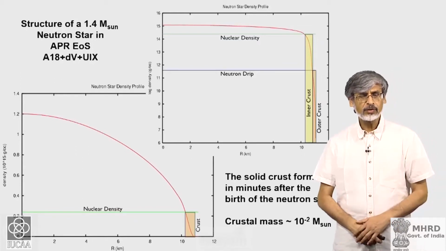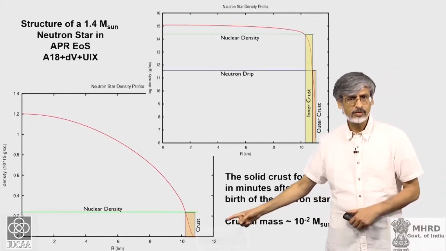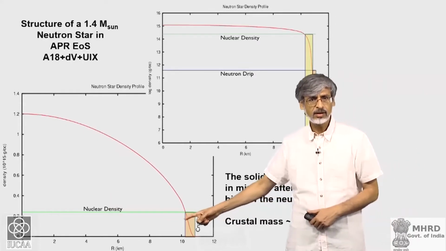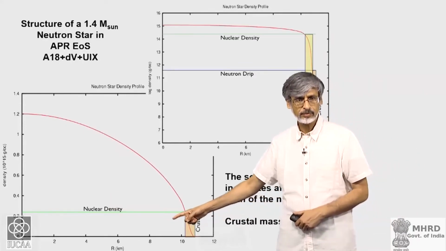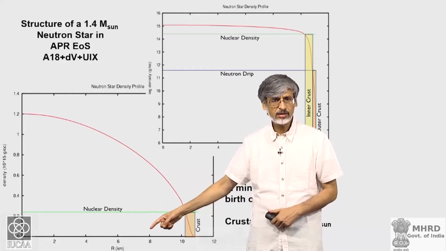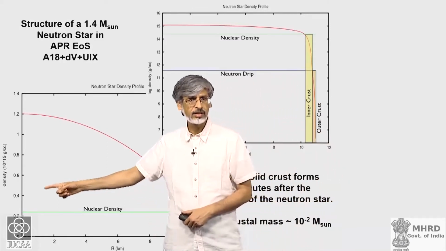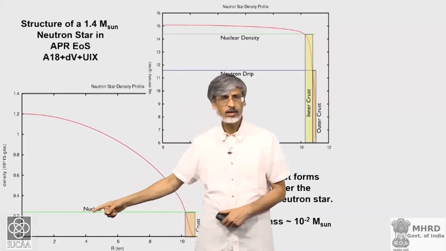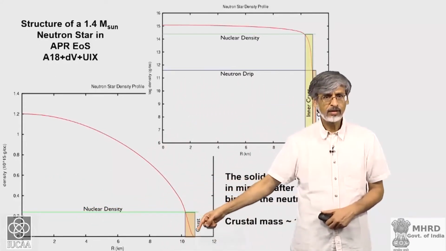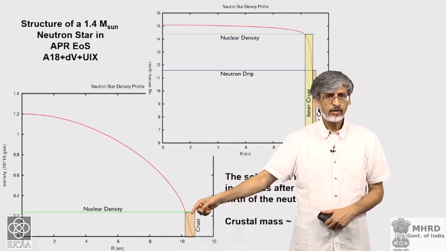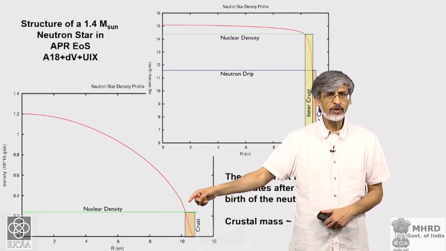What is shown in the diagram here is radius in the horizontal axis and density in the vertical axis, and one can see that the density rises above the nuclear density.